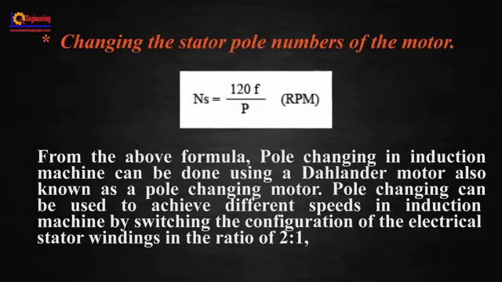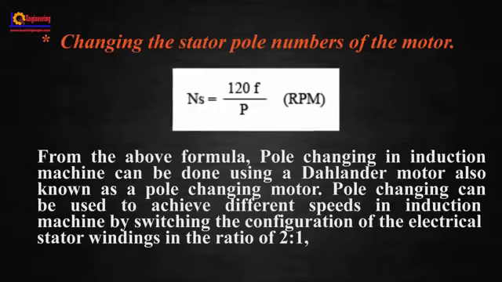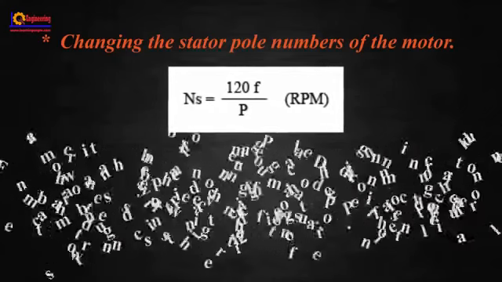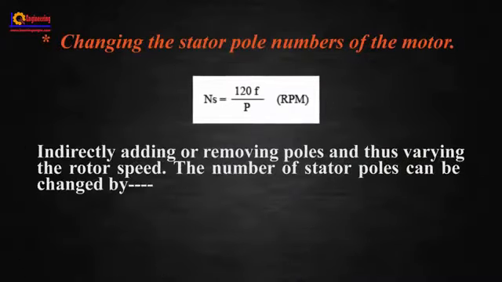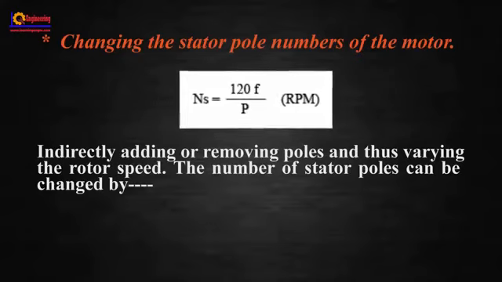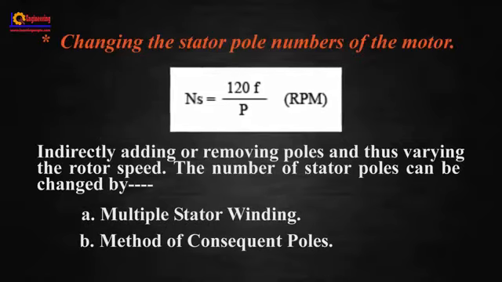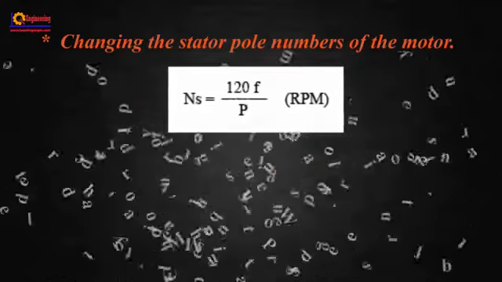Pole changing can be used to achieve different speeds in an induction machine by switching the configuration of the electrical stator windings in the ratio of 2:1, indirectly adding or removing poles and thus varying the rotor speed. The number of stator poles can be changed by multiple stator windings, method of consequent poles, or pole amplitude modulation.